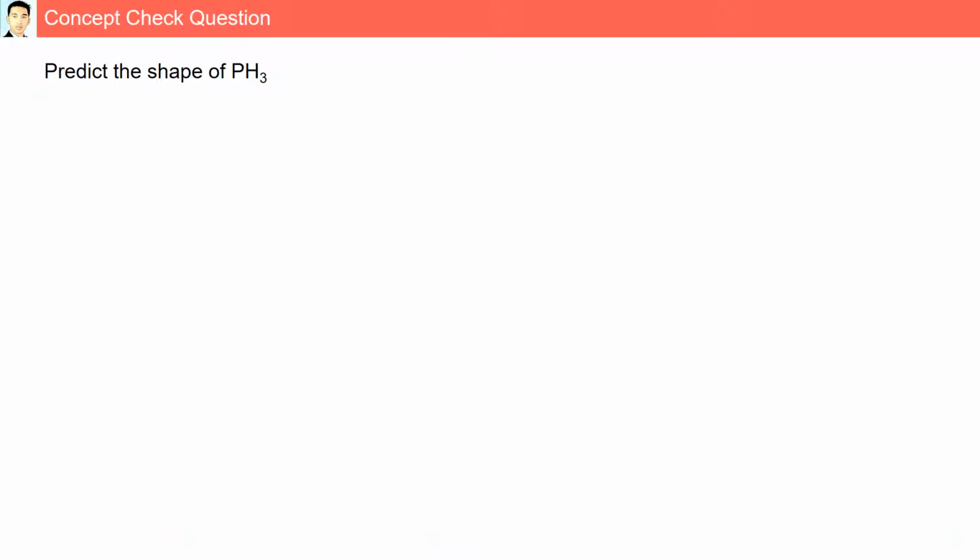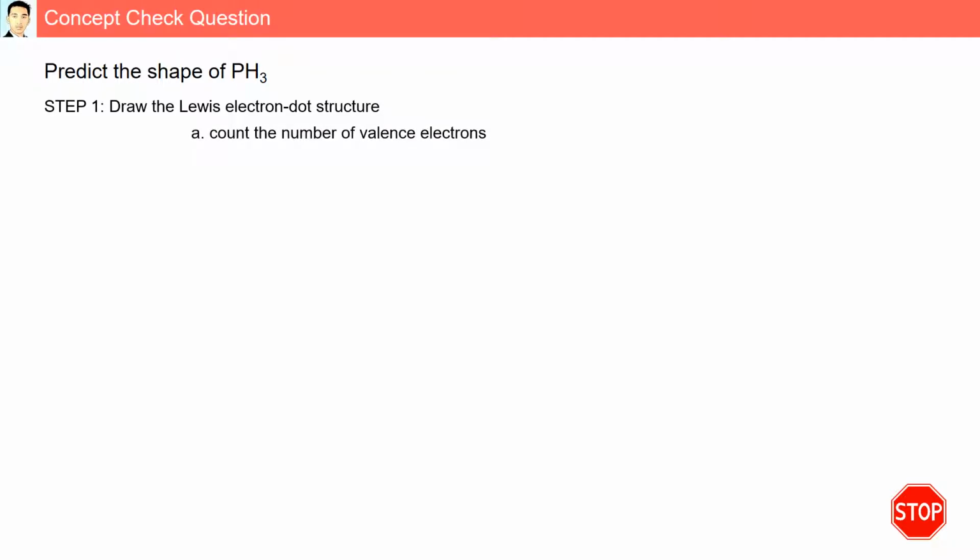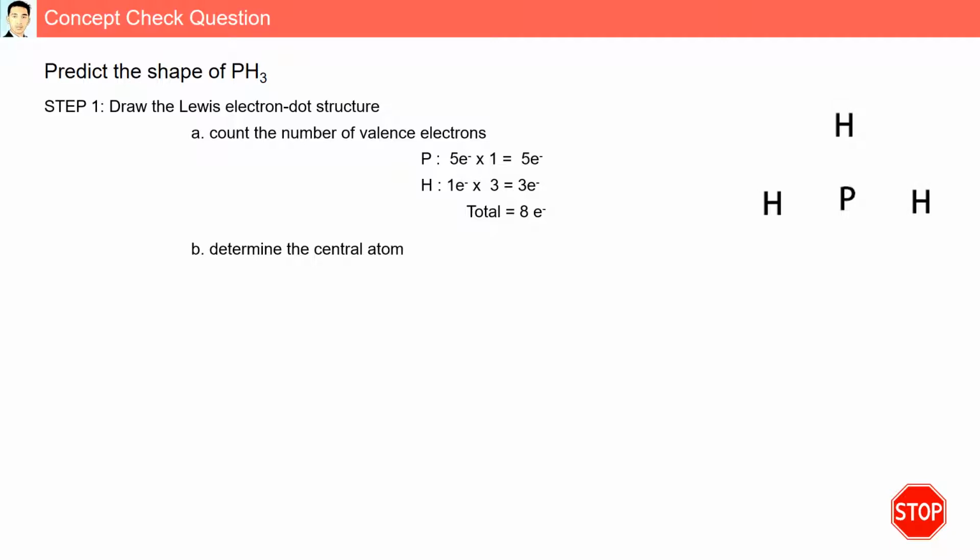Concept check question 3. Predict the shape of PH3. Pause the video and please solve this question. And now the solution. Step 1. Draw the Lewis electron dot structure. First, we need to count the number of valence electrons. Here we have a total of 8 valence electrons. Next, we determine the central atom, which is phosphorus, surrounded by 3 hydrogens.